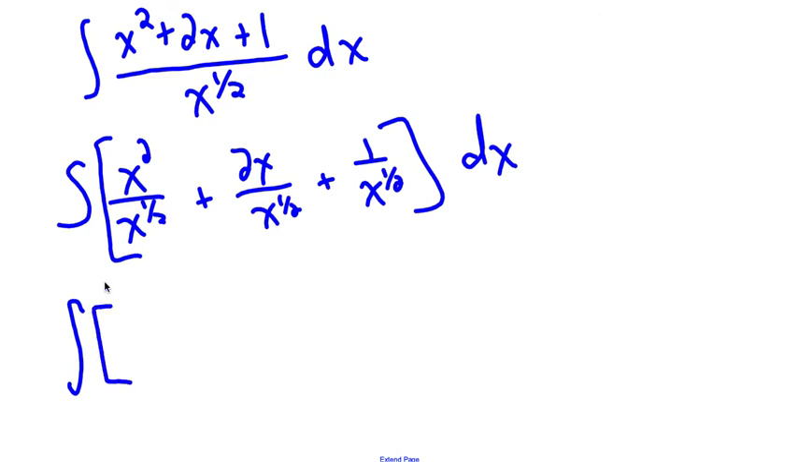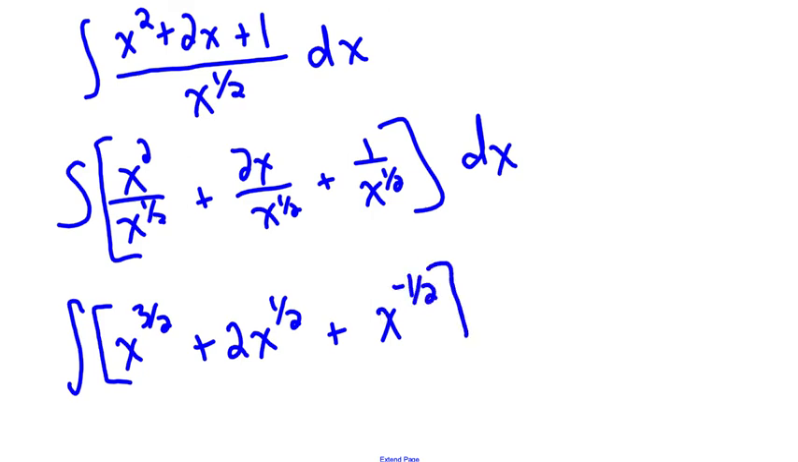x squared divided by x to the 1/2. Since these are being divided, we will subtract our exponents. 2 minus 1/2 is 3/2, so I have x to the 3/2. Plus 2x, so x minus 1/2 is 1/2, so I'm left with 2x to the 1/2. And then this one, I will just rewrite up in the numerator as x to the negative 1/2.